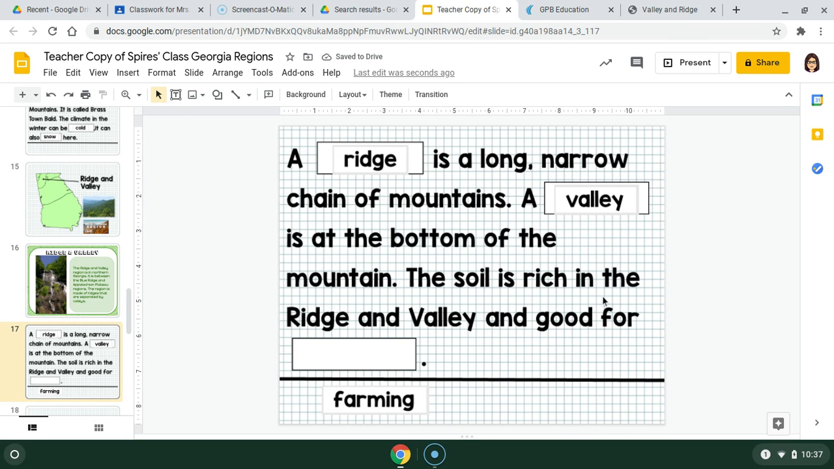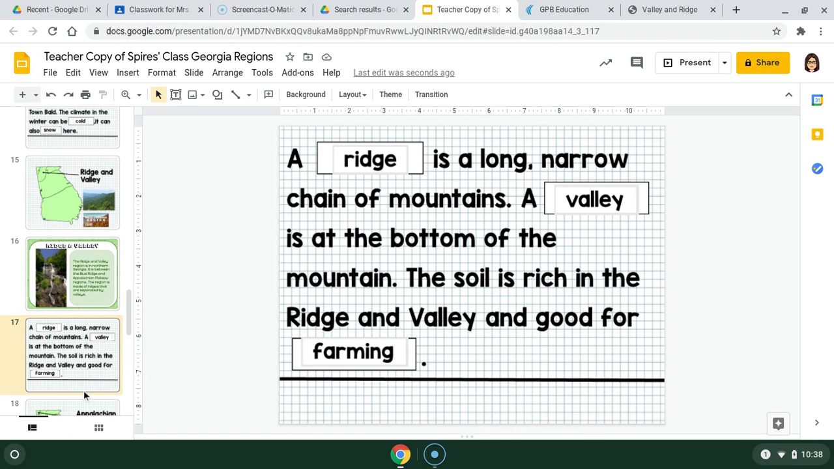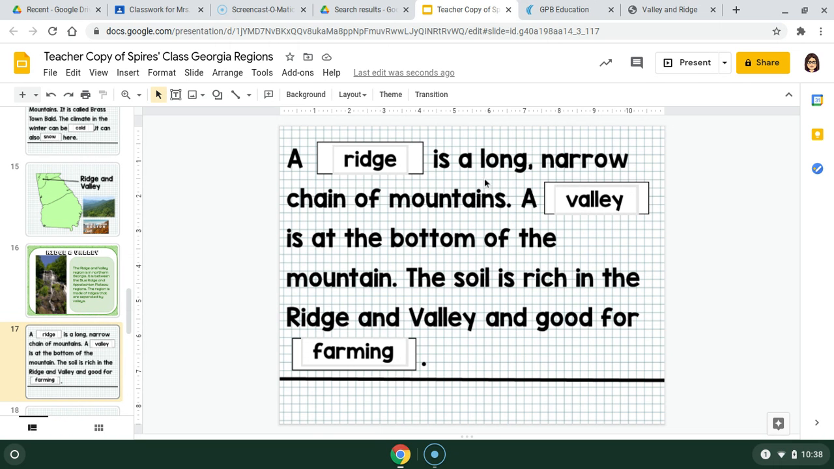The soil is rich in the ridge and valley and good for farming. Remember I told you they grew corn and they grow wheat there, and it's also good for trees. And people do grow trees as a way of farming. Okay, we have to have trees to make furniture, paper, and a lot of other things that we use. So you can also farm trees. Okay. So a ridge is a long, narrow chain of mountains. A valley is at the bottom of the mountain. The soil is rich in the ridge and valley and good for farming.